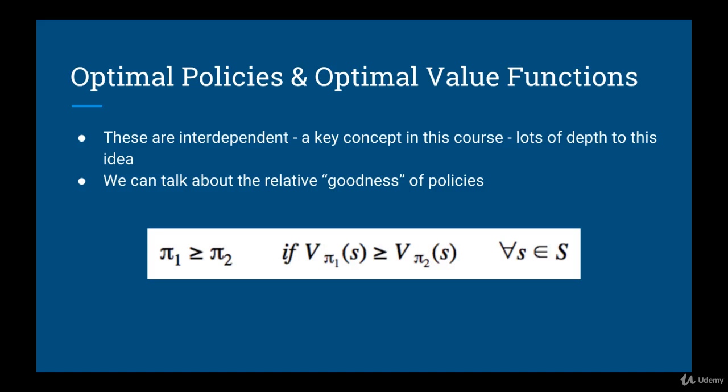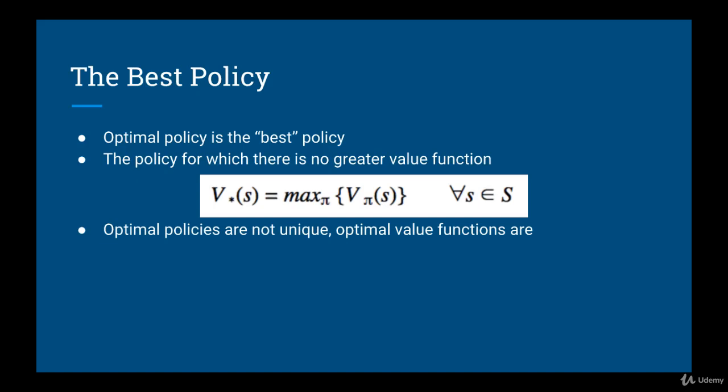We can talk about the relative goodness of policies. Let's say we have two policies, pi1 and pi2. We can say pi1 is better than pi2 if the expected return of pi1 is greater than or equal to the expected return of pi2 for all states.